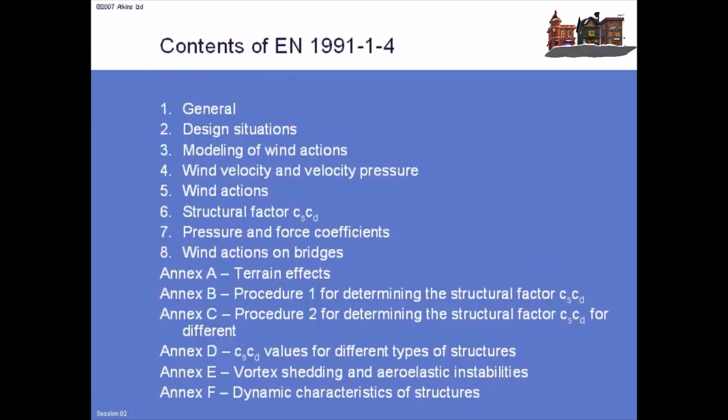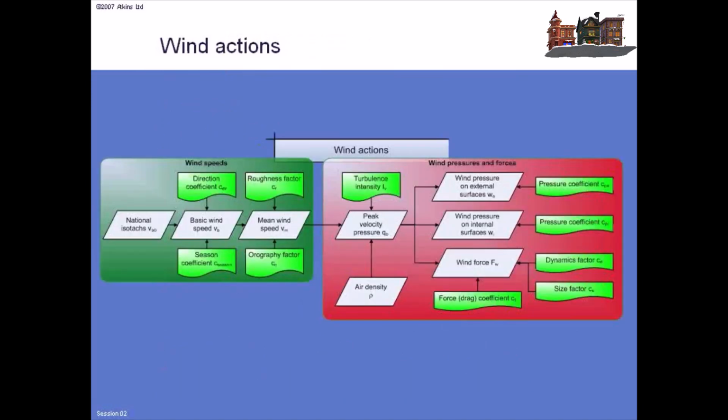Most of what you have to do can be summed up by this diagram here, and it really is very, very similar to what we did previously in our code, and that's again because of the heavy presence the UK had on the drafting team. So basically we start off with our wind map, and our wind map is the same as it used to be. So we get our speed off the wind map.